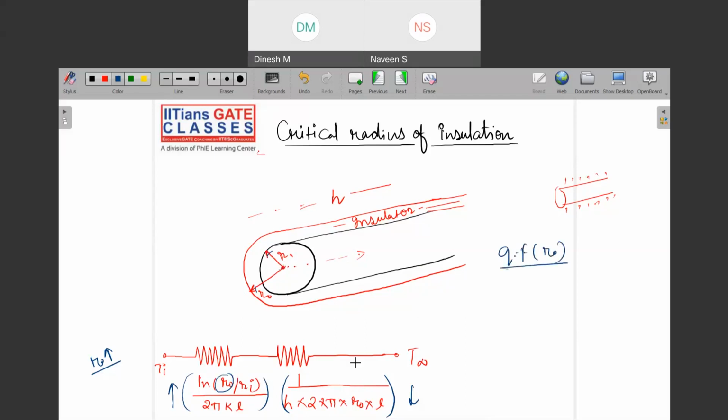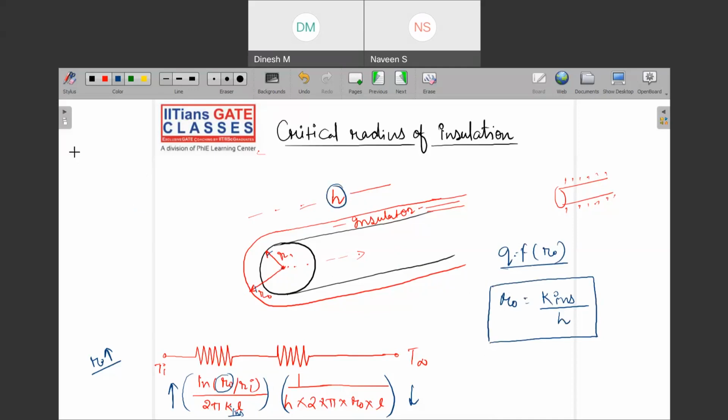And then when you differentiate this with respect to R naught and put it equal to 0 in order to get the maximum value, this R naught value comes out as K of insulator. Here, what is this K? K is of the insulator. So K of insulator divided by your H value, which is the atmospheric heat transfer coefficient outside. So now I know what R naught value I should take so that my heat loss is maximum.